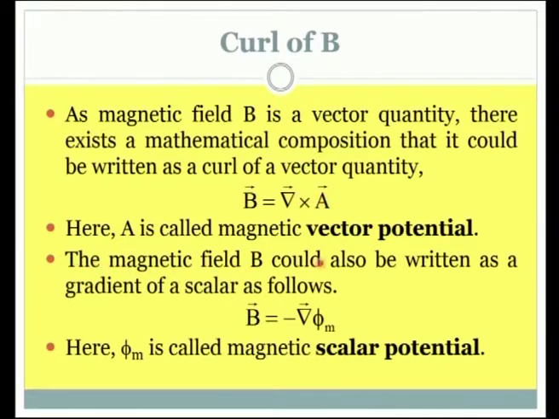The magnetic field B could also be written as the gradient of a scalar as follows. This way also, the gradient of a scalar is a vector. So, B could also be written in terms of a term called phi m. Here phi m is called the magnetic scalar potential. I have quickly mentioned the two terms. There are two potentials in magnetism, vector and scalar potential. We will learn more about them in the upcoming lectures.